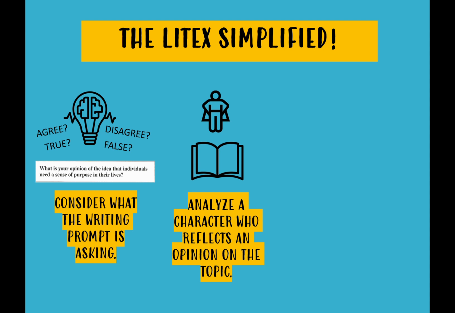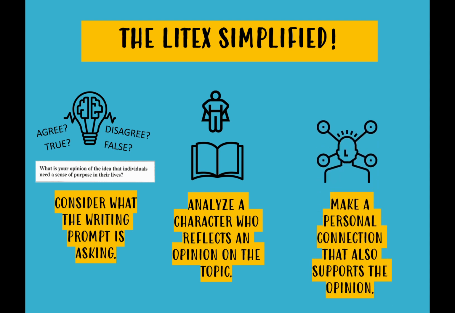So after you've considered what the writing prompt has asked you, and you've found a character to analyze who reflects an opinion on that topic, you need to make a personal connection that also supports the opinion. You might refer to current events, experience, observations, or other texts that you're familiar with outside of class. By making a personal connection, you can demonstrate your ability to understand the text on a meaningful and deep level.